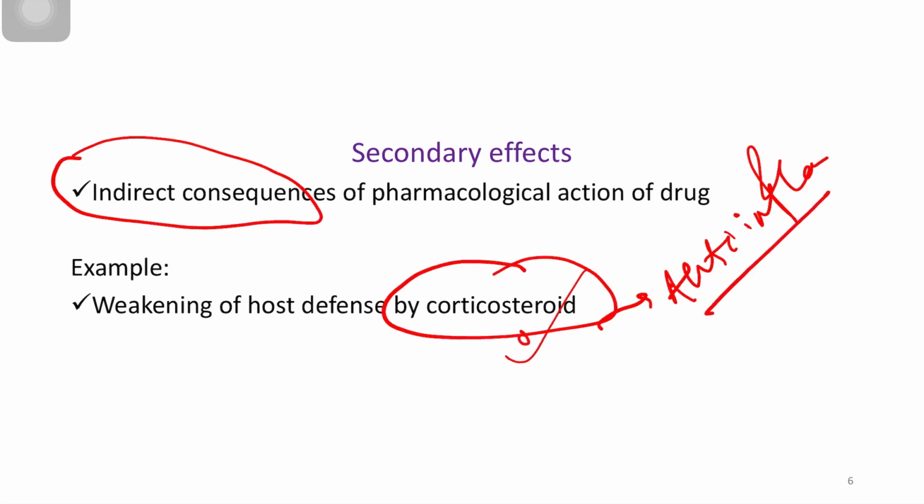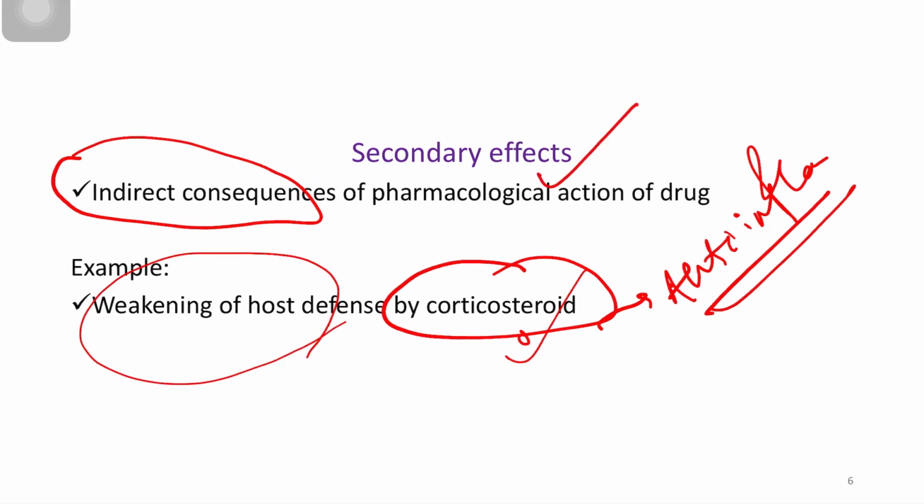So this is called secondary effects. The primary effect is its anti-inflammatory effect, but here the adverse drug reaction happens due to its secondary effect, that is decreased immunity, weakening of host defense, and the patient might end up with infections. So infections due to corticosteroids are a secondary type of adverse drug reaction.